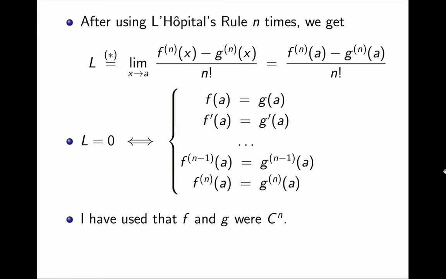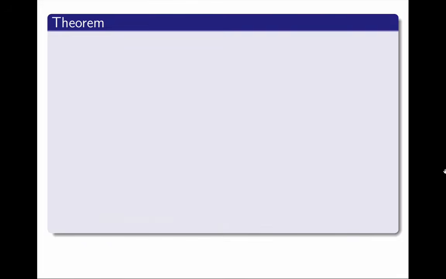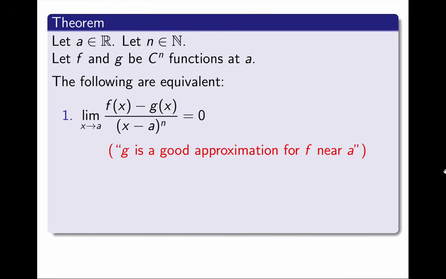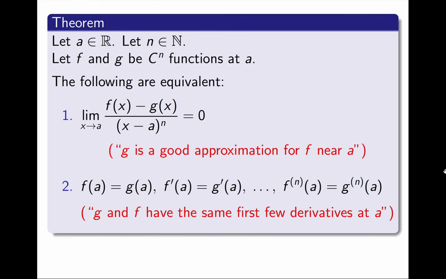I have proven a theorem that is worth stating. The theorem says, let f and g be C^n functions at a point a, then the following two conditions are equivalent. 1. As x approaches a, the difference between f and g approaches 0 faster than (x minus a) to the n. And 2. The first few derivatives of f and g have the same value at a. So, g is a good approximation for f near a, if and only if g and f have the same first few derivatives at a. How good an approximation? That depends on how many derivatives they agree on.